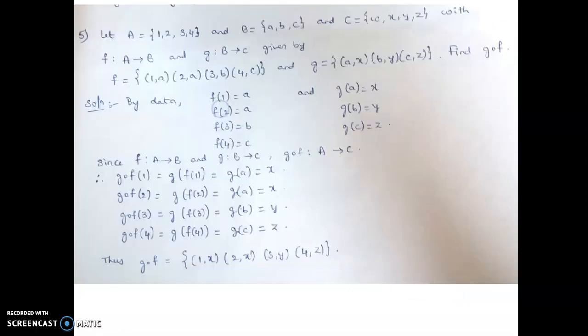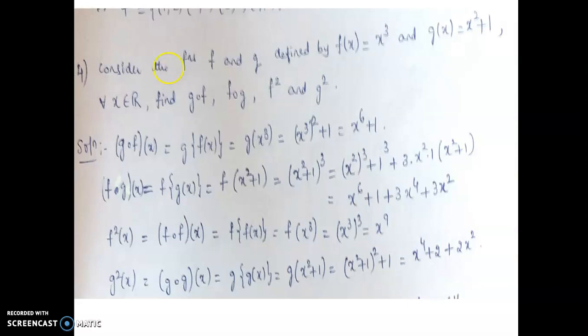So g of f of x. What is f of x? f of x is equal to x cube. So g of x is x square plus 1, so g of x cube is x raised to 6 plus 1. Okay, so g of f is x raised to 6 plus 1.